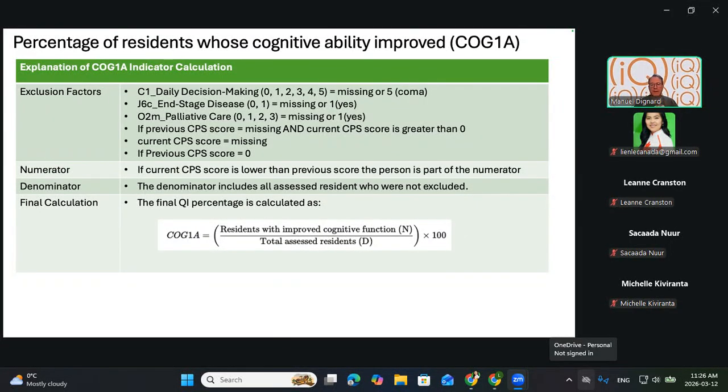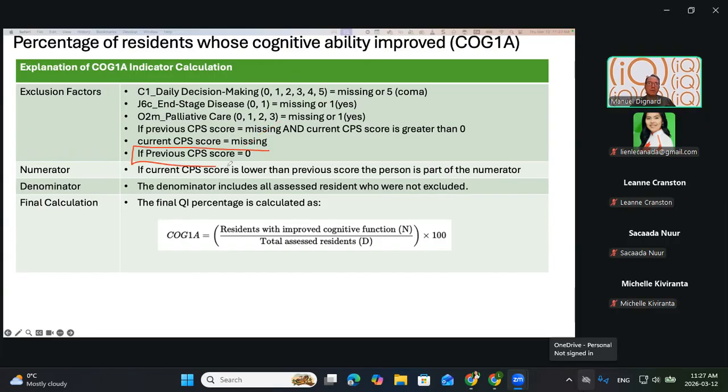All right, we're measuring here how many residents have shown improvement in their cognitive function, right? And this is strictly based on their cognitive performance scale, right? The CPS. So pretty straightforward. We have some exclusion factors. They're the frequent flyers, right? Daily decision making is your comatose. Your end stage disease, palliative care, the data's missing previously or it's missing now.